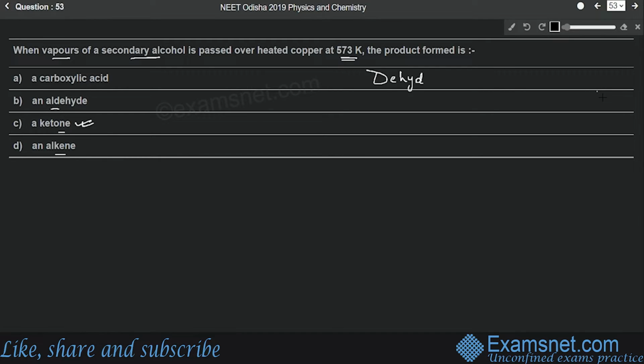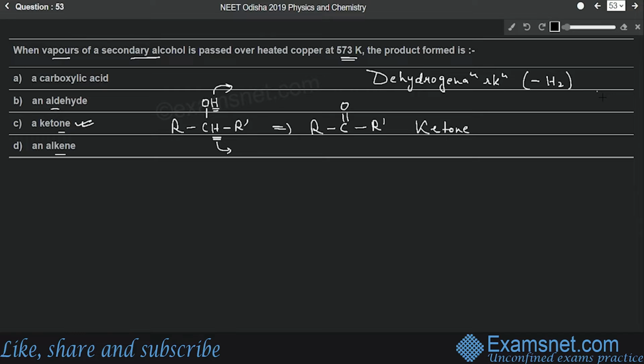Dehydrogenation reaction, that means removal of a hydrogen molecule. H2 will be removed from here. Let's have a look at the reaction. We have a secondary alcohol. That means two alkyl groups will be there, right? And one hydroxyl group and one hydrogen. So dehydrogenation, that means two hydrogens have to be removed. So one hydrogen from here will be removed, and one hydrogen that is with oxygen will also be removed. So what will be formed? Alkyl group, then carbon oxygen double bond, and then another alkyl group. That means a ketone is formed.